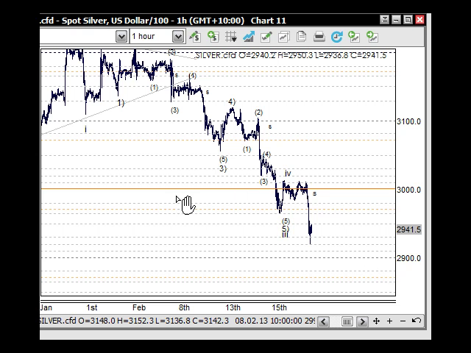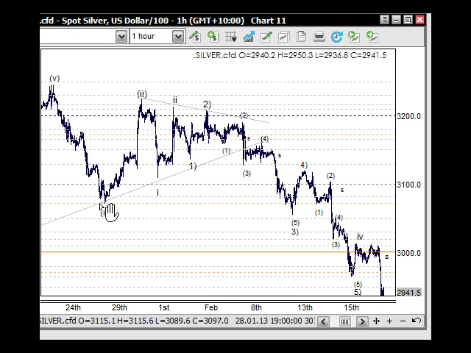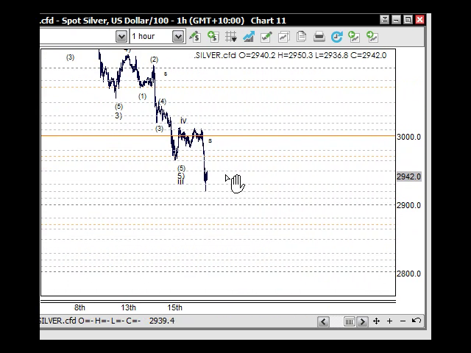But the trend is still down, and as we've got a series of 1s here and 2s here, that's going to be a bit of a mirror image of the 3s and 4s that occur down through here. So just bear that in mind.